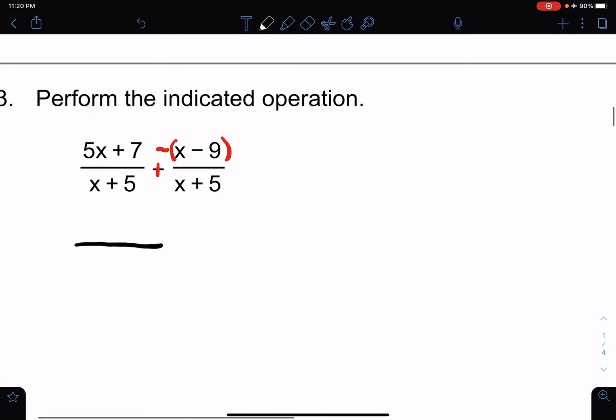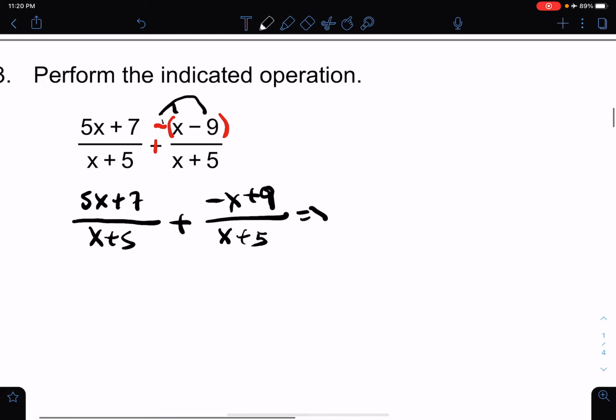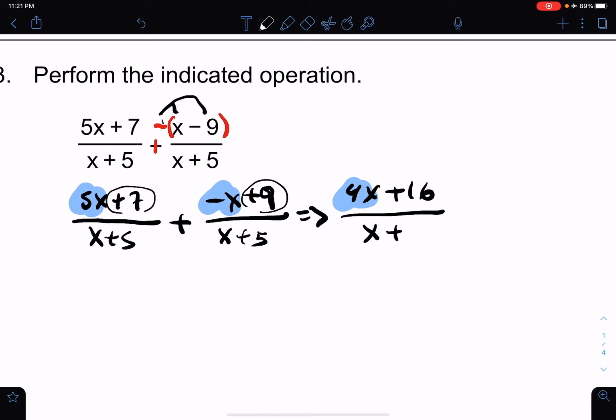So now we have 5x plus 7 up top over x plus 5 plus, distribute your negative, negative x, distribute your negative, plus 9. By the way, this distribution of the negative times negative 9, that's usually where people mess up. But if you do it now, that's where we have a higher likelihood that we're not going to forget it. So now what we have to do is we're going to need to add like terms up top. So you can see I've got a 5x plus a negative x, which of course is just going to give me a 4x. And then I've got 7 plus 9, which gives me 16. This is all over x plus 5.